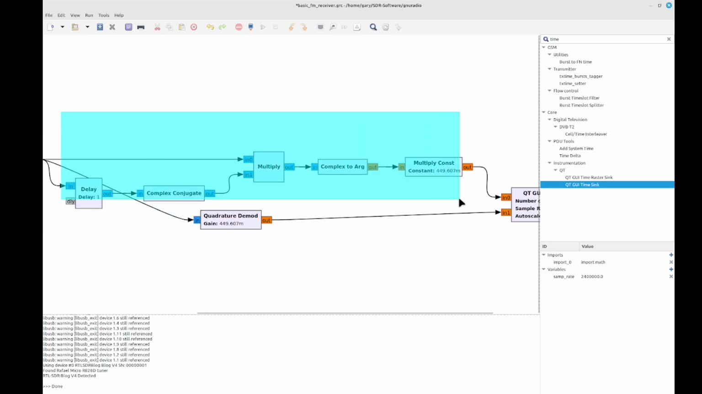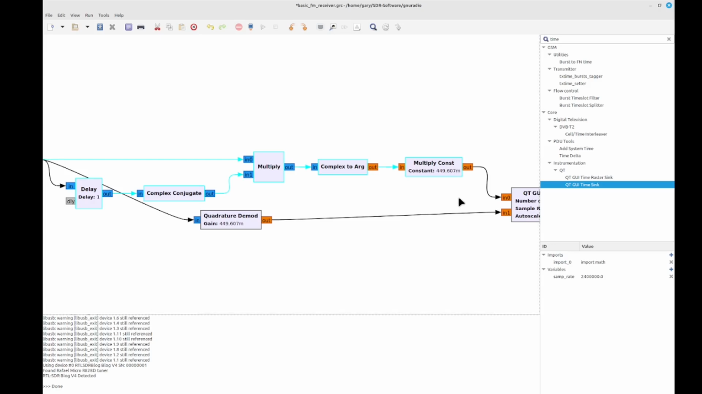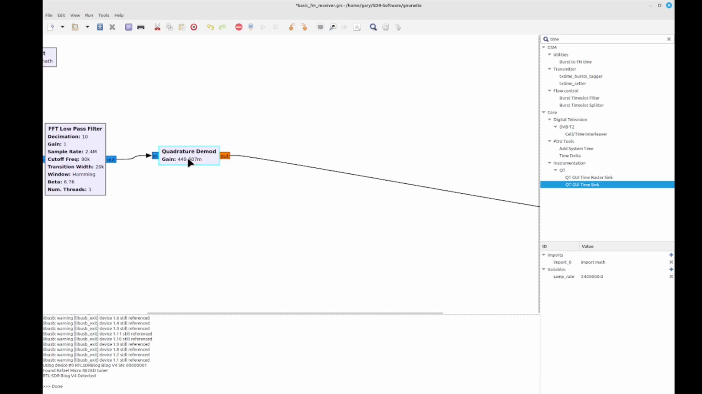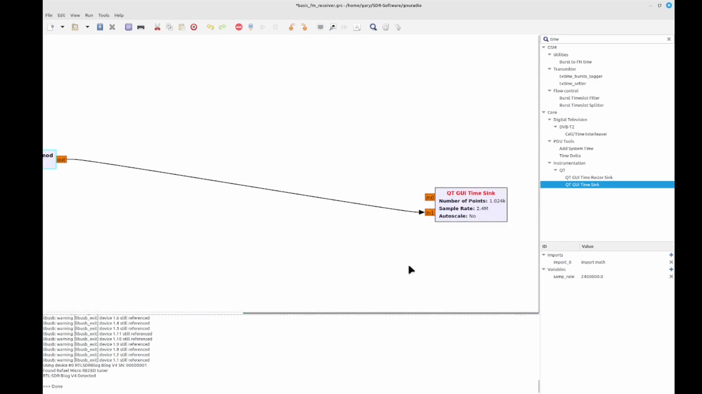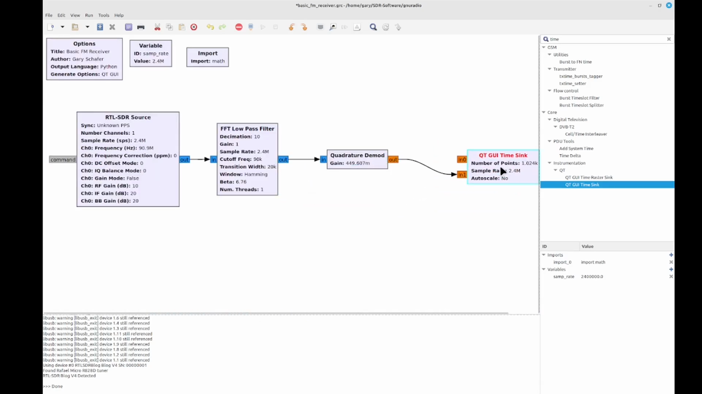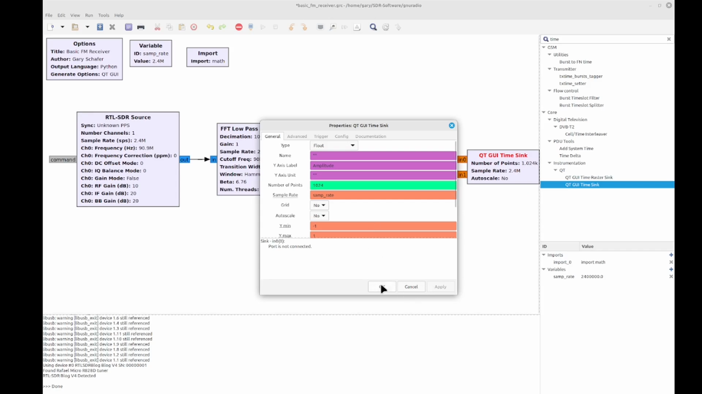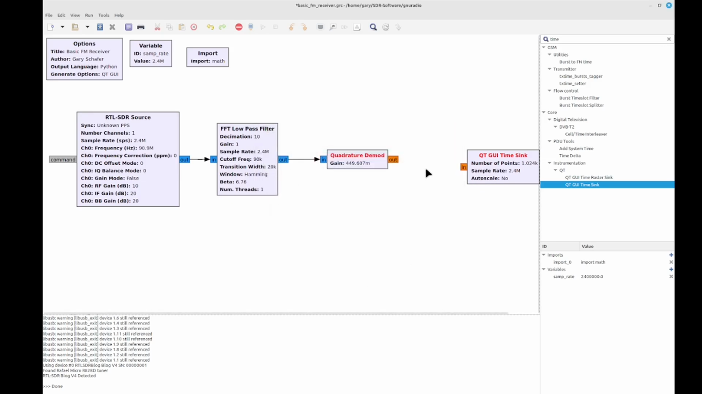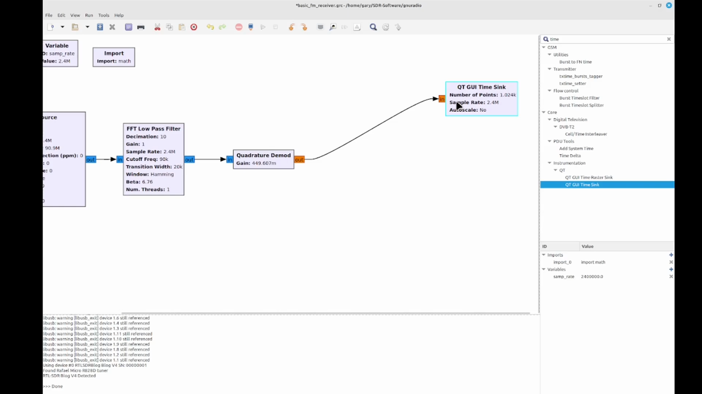going to go ahead and simplify my flow graph. I'm going to get rid of these 5 blocks and just use the Quadrature Demodulator. I'm going to go ahead and set up my time sync back to 1 input for now. Two things left to do. One is I need an audio sync.